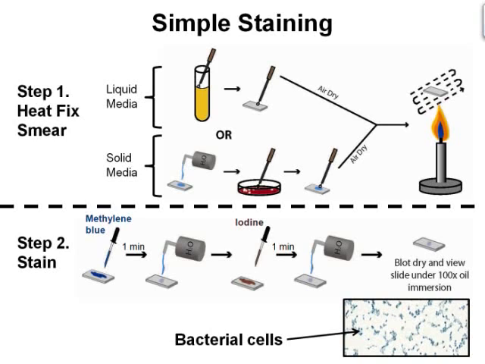Once you've transferred the organisms, smear them gently in the center of the slide so you can create a homogeneous smear. Once it is air dried, pass it through a flame a few times to heat fix. This will be your heat fixed smear. The next step, step 2, shown in the bottom half of the figure, will be the staining procedure.